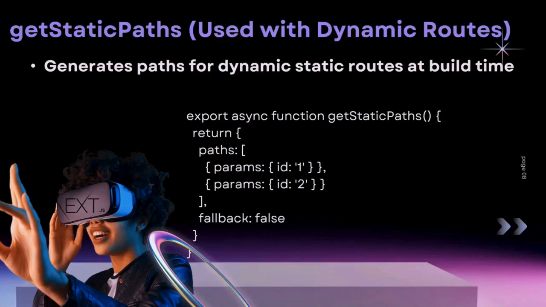getStaticPaths is used with dynamic routes, generating paths for dynamic static routes at build time. Export async function getStaticPaths, with params id 1, params id 2, fallback false, and refresh this. You can see on Facebook, I already have previously both: facebook.com/Jayaprakash is my JP profile, and Ram's profile will be displayed for Ram. In the same way, static is there, no?